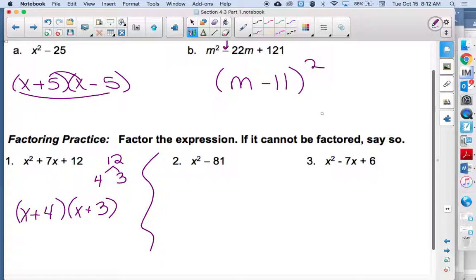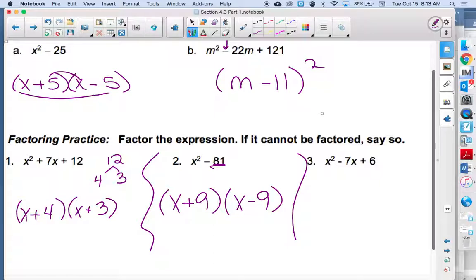Letter B, we have x squared minus 81. How would you factor letter B? X plus 9 and... Right, x plus 9, x minus 9. So this is two terms. This is our special pattern. 81 is a perfect square. So when we factor it, we have the plus and the minus of the same number.